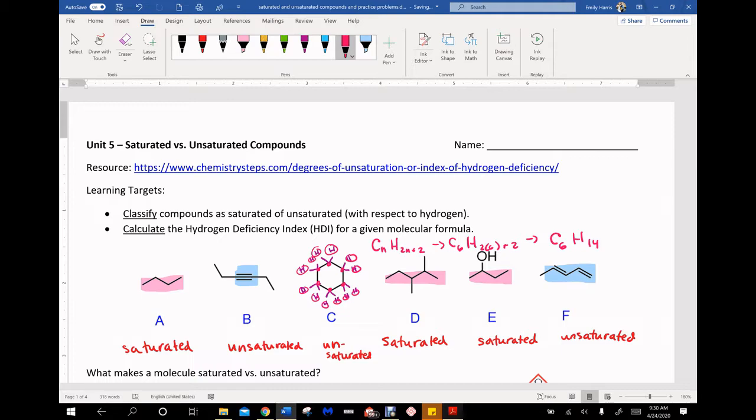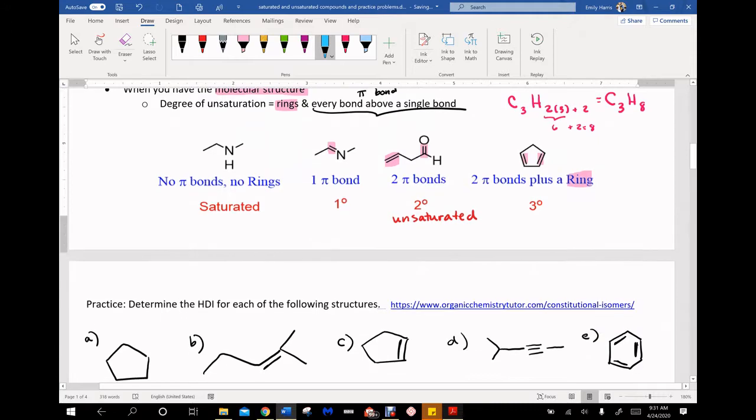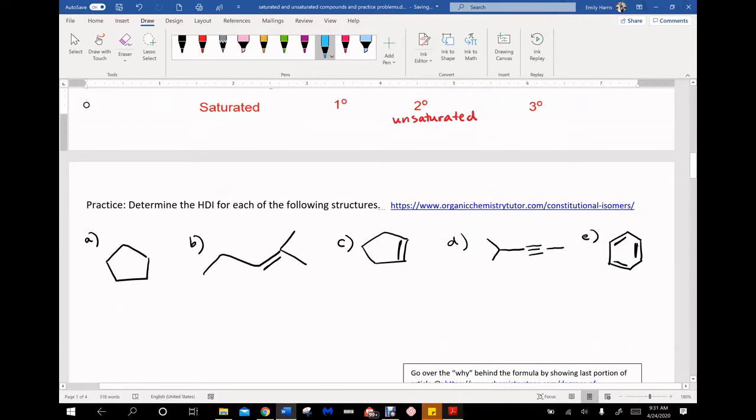And so we see that that ring introduces a degree of unsaturation because C6H12 is 2 hydrogens short of the H14. That means we would need to add 1 more H2 molecule. And that's why rings, even though they may have single bonds, still count as a degree of unsaturation. All right, so now what I'm going to let y'all do is pause the video and give this a try for molecules A through E. So go ahead and hit pause, try this on your own, and then hit play, and we'll go over the answers.